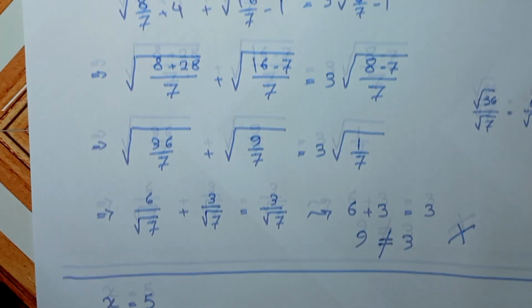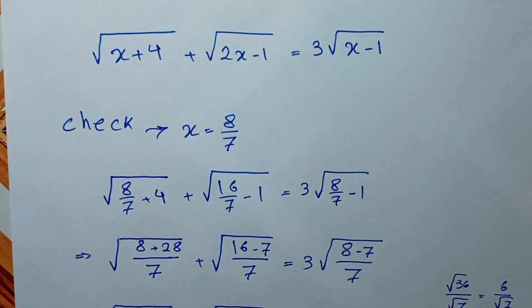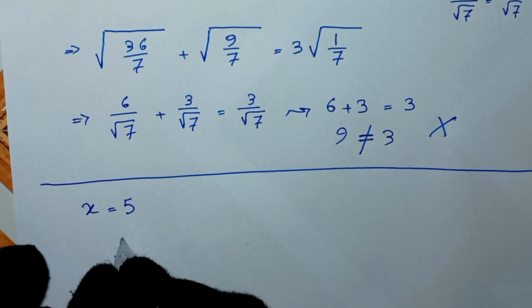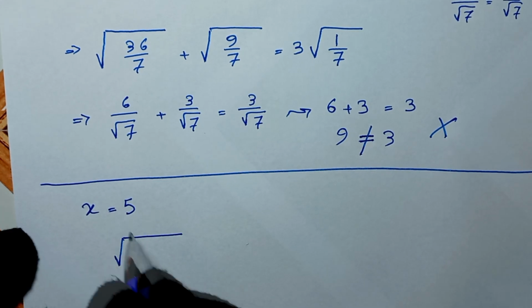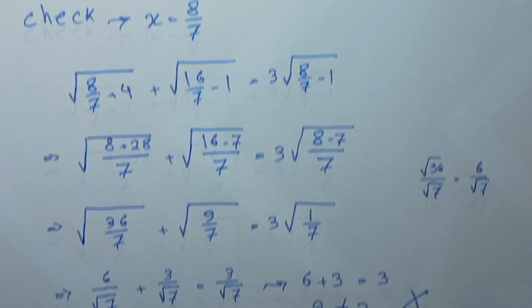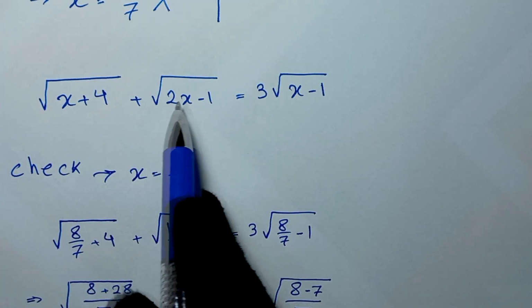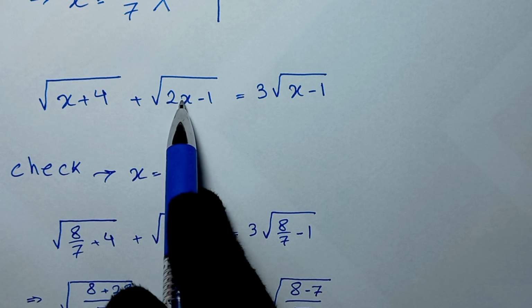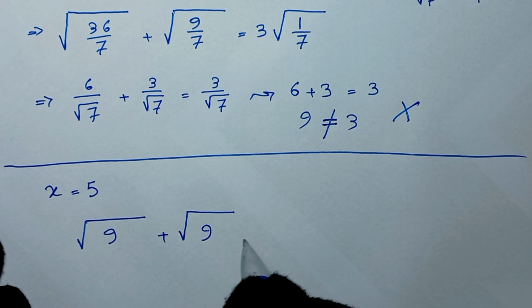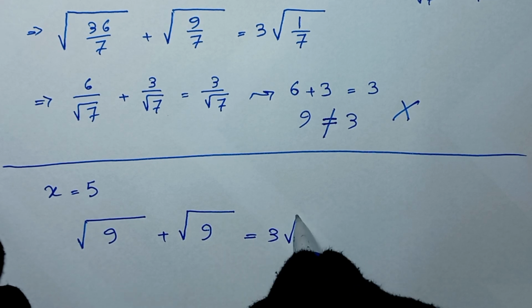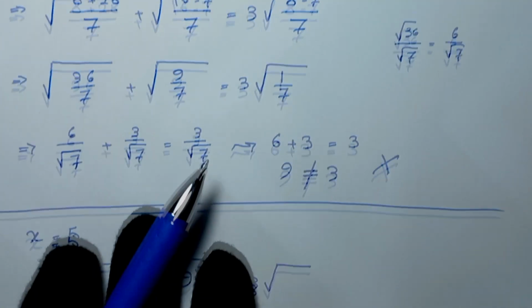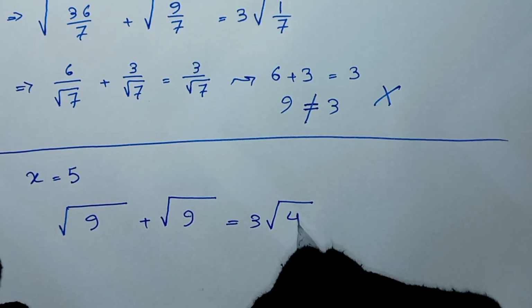So in here we have a square root of x plus 4. So it will be a square root of x is 5, so it will be 9, and a square root of 2x minus 1, and x is 5, so it will be 2 times 5 is 10, and minus 1, it will be 9. So square root of 9 is equal to 3 times the square root of x minus 1, right? In here, x minus 1, and x is 5, so it will be 5 minus 1, it will be 4.